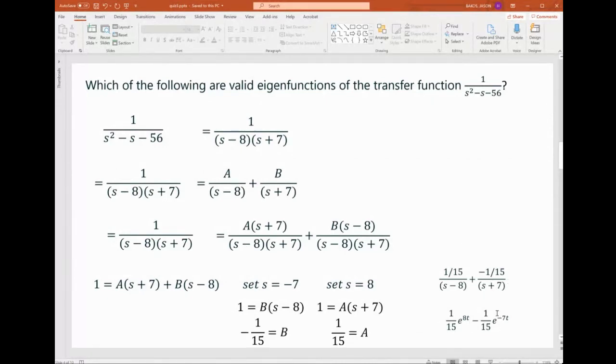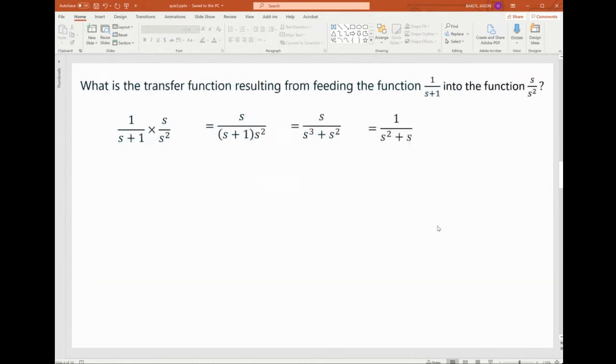And then likewise on this side, it's negative 1/15 times e to the negative 7t, because it was s plus 7. The template is 1 over s minus a, so in this case a would be negative 7, and we bring that up to the exponent here. So these are the eigenfunctions from the original s domain expression. This is basically an inverse Laplace transform, is what we've done here.